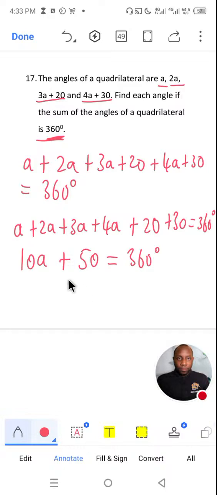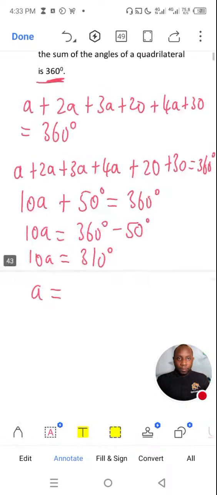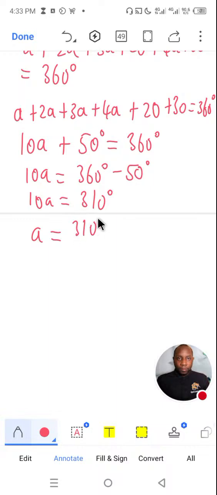So what's the next thing I'm going to do? I am going to move 50 to the right hand side. So 10A is equal to 360 degrees minus 50. All of these are meant to have degrees there. So 10A is equal to what's 360 minus 50? That is 310 degrees. When you divide both sides by 10, because you want to get rid of 10 as the coefficient of A, you are going to have A equal to 310 divided by 10, and that's 31 degrees. So A is 31 degrees.